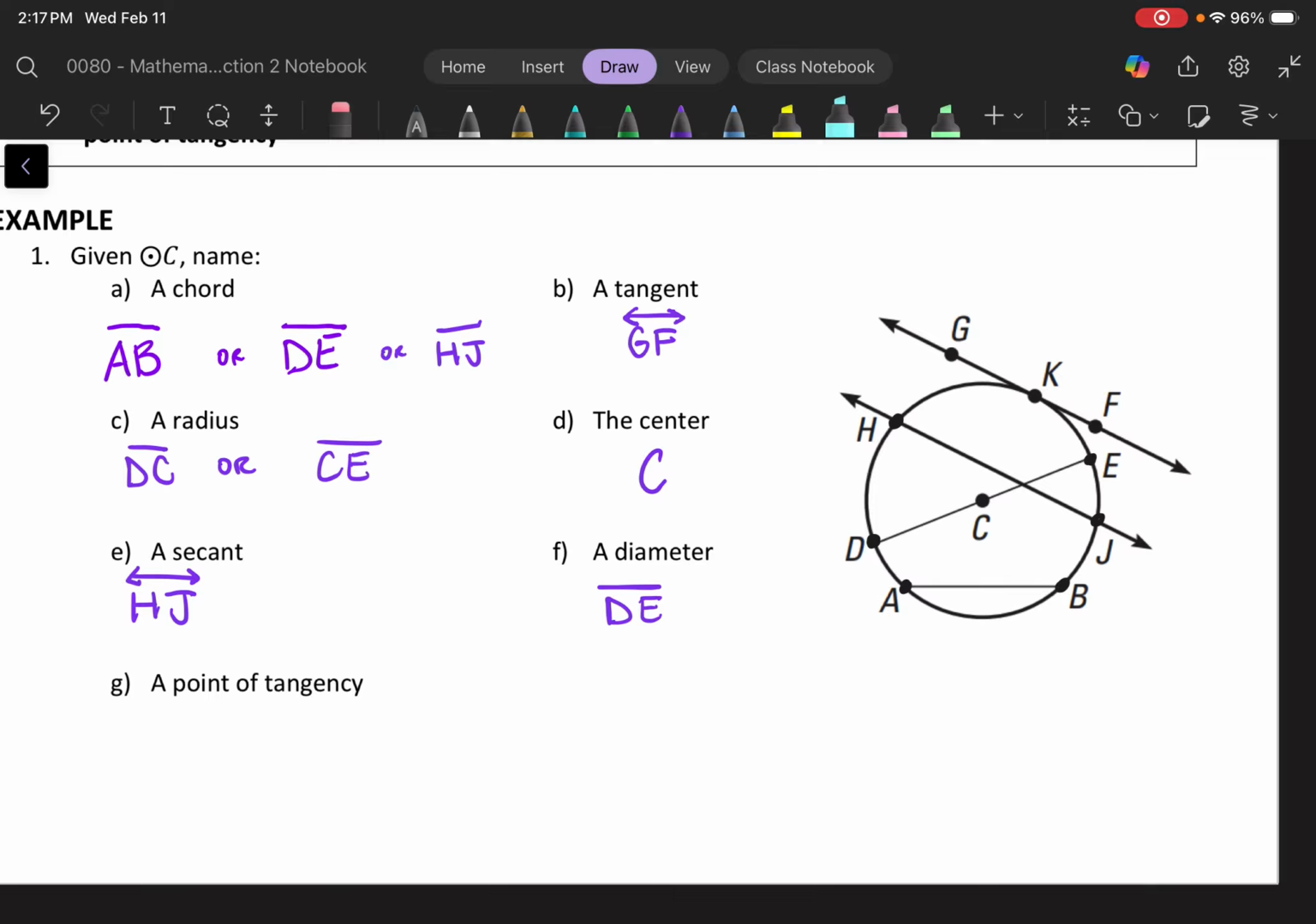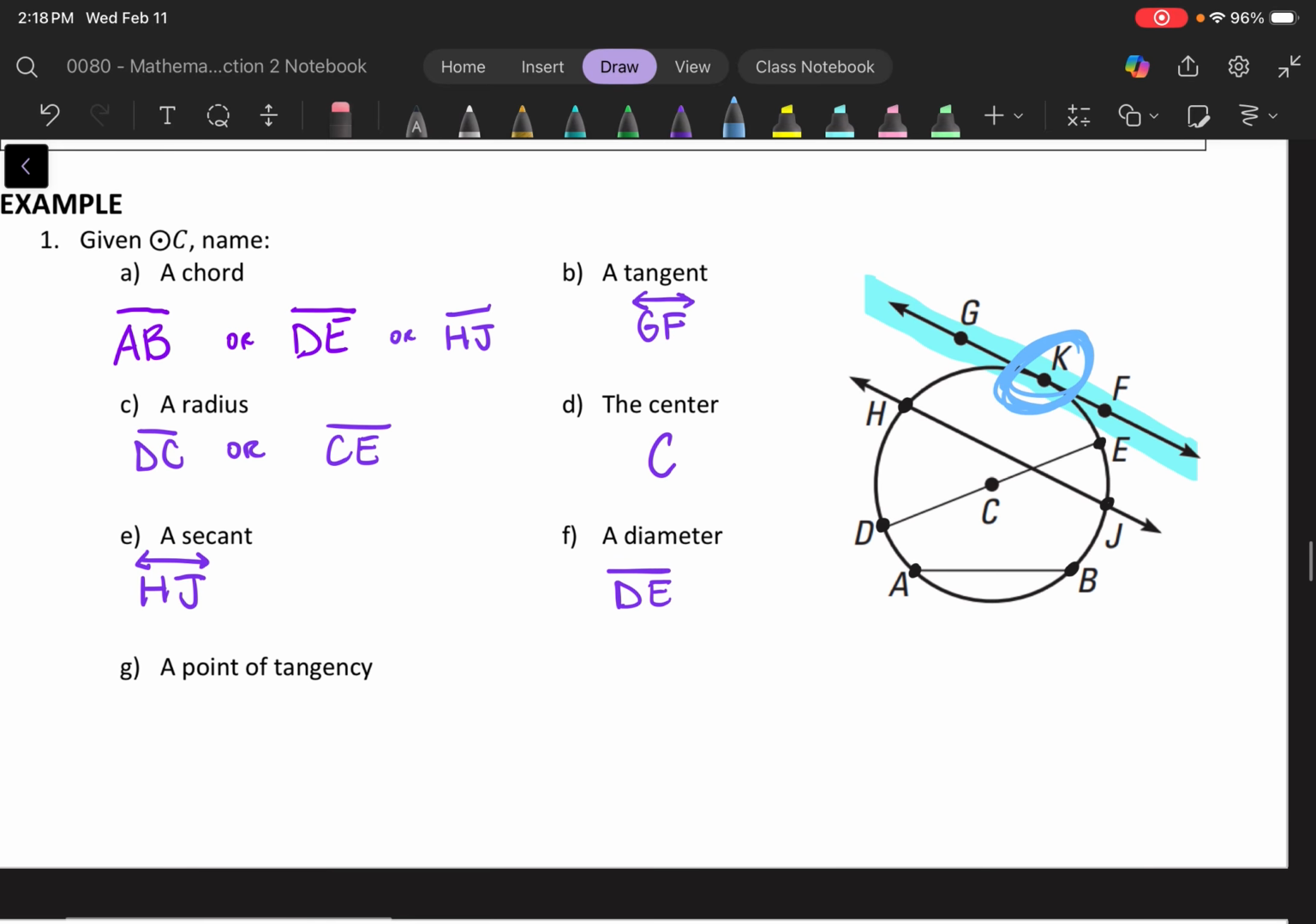Last but not least, we have the point of tangency. Remember, this was the tangent line. The point of tangency is the point in which that line connects to the circle. And a point is denoted with just a single capital letter. So, point K is the point of tangency.